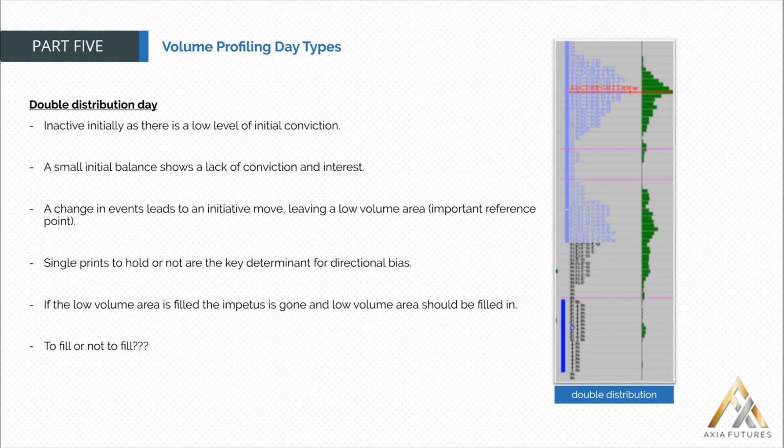Now, the reason that this low volume area or single prints is crucial is because it gives us the directional bias. So the question, ultimately, is that if the low volume area is filled, effectively the impetus is now gone and the low volume area will likely be filled in, and we'll no longer have a double distribution day. So the question you have to ask yourself when it comes to a double distribution is, to fill or not to fill. So long as we don't fill, we'll hold the trend. Now, in the example, as you can see, the market opened and spent the first sort of hour and a half just moving sideways in a relatively small initial balance.